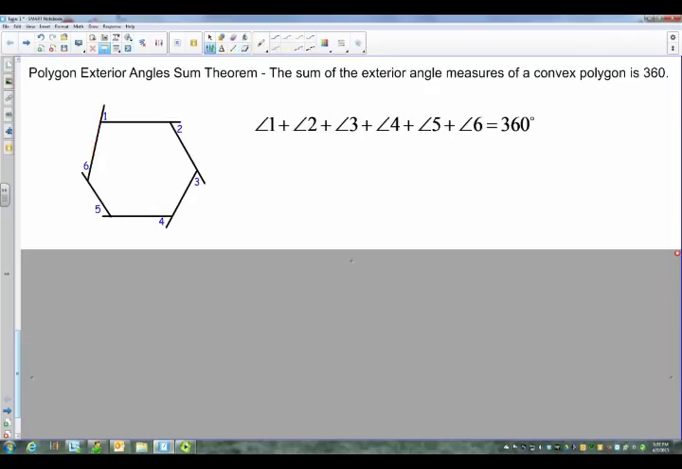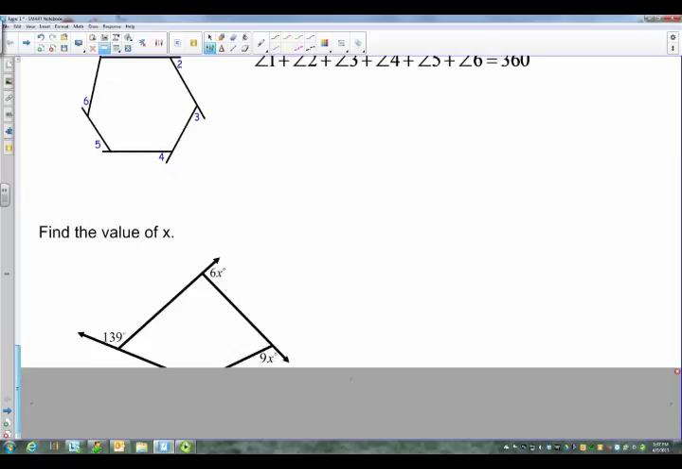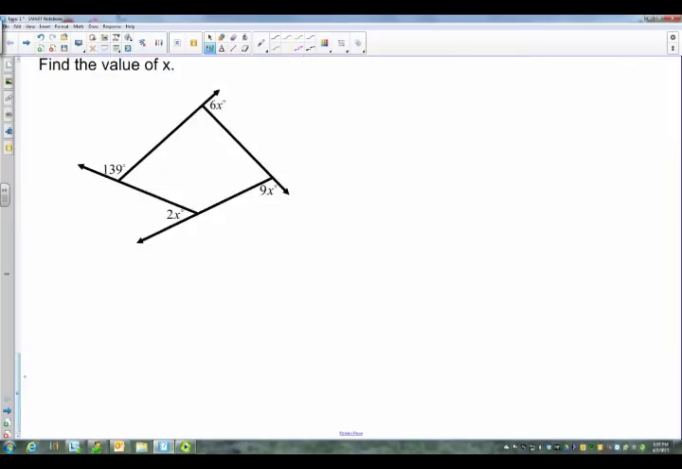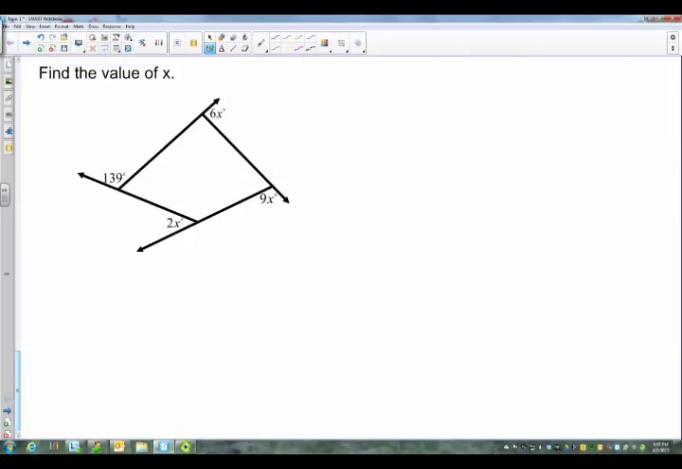So you see this one, this has a 6-sided figure. It can be any polygon, doesn't have to be 6-sided. Okay, but if I add up all those, so 1, 2, 3, 4, 5, 6, no matter what, I'm going to end up with 360 degrees. Alright, so let's look at this problem, see if we can solve it out. It says find the value of x. Well, what you notice here, this is a 4-sided figure, and I've got 4 exterior angles.